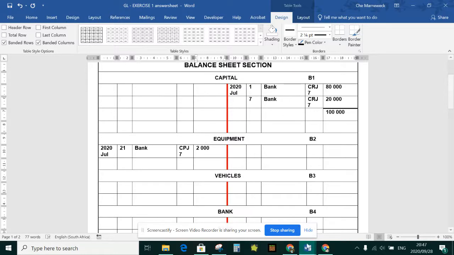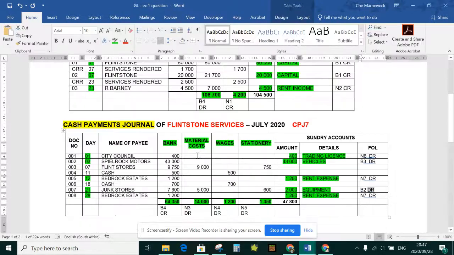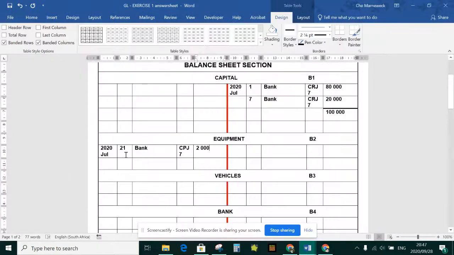We then have a look. Is there any more equipment for the month? No more equipment was purchased. So if there's just one line of information, we don't have to total it. We can see what the total is. When there's more than one amount on the same side, we total it.